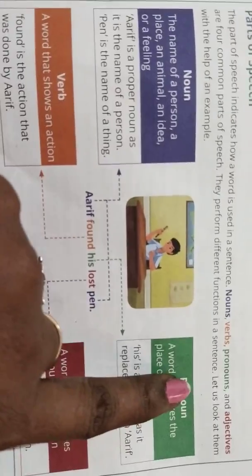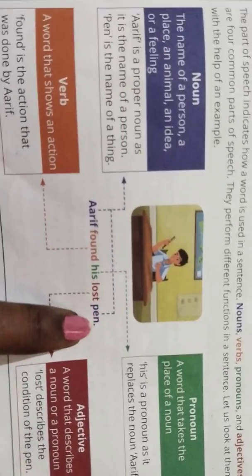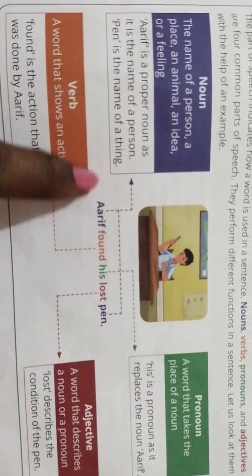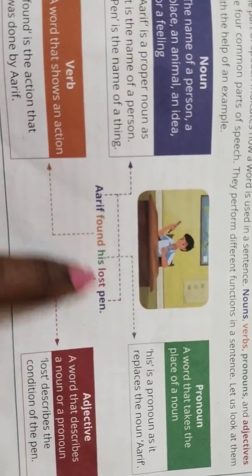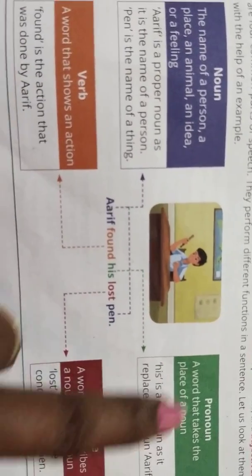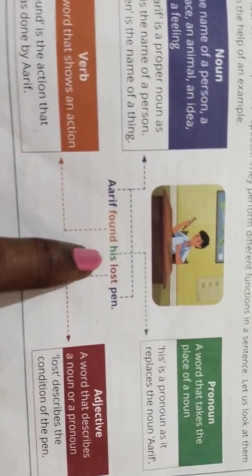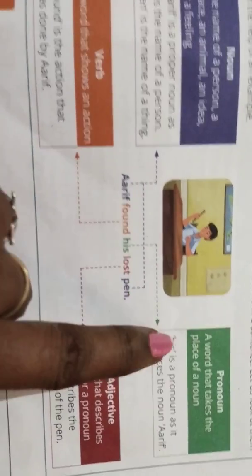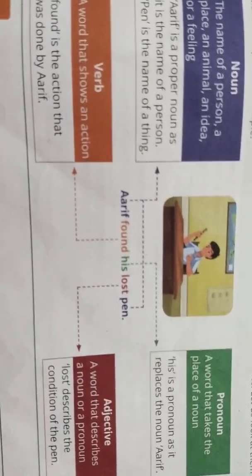Then next is the pronoun. Here you can see: Arif found his lost pen. Because he is a boy, it was given as his. If it is a girl's name given here, we'll tell it as her. So his and her denote that it is a pronoun. A pronoun is a word that takes the place of a noun. So here the word his takes the place of a noun. What is the noun? Arif is the noun here. So his is a pronoun as it replaces the noun Arif.